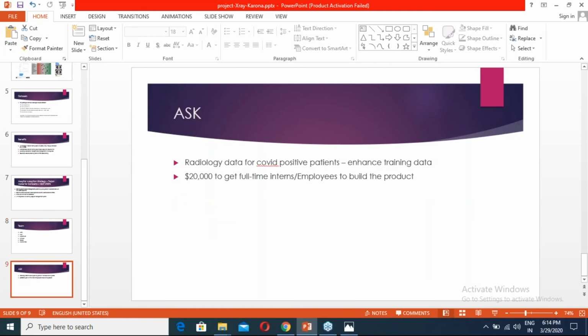Our ask is, first, radiological data; our basic need is a lot more radiology data for COVID positive patients to enhance our data sets. Second, some funding to the tune of $20,000 to get full-time interns and employees to build the product. Thank you.